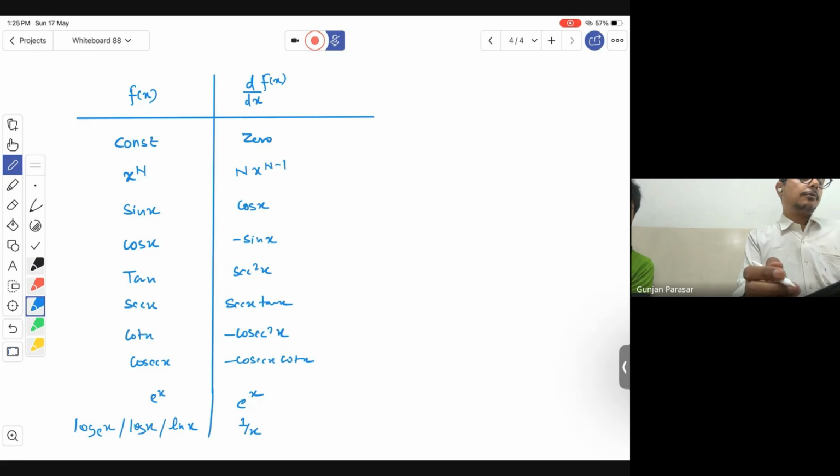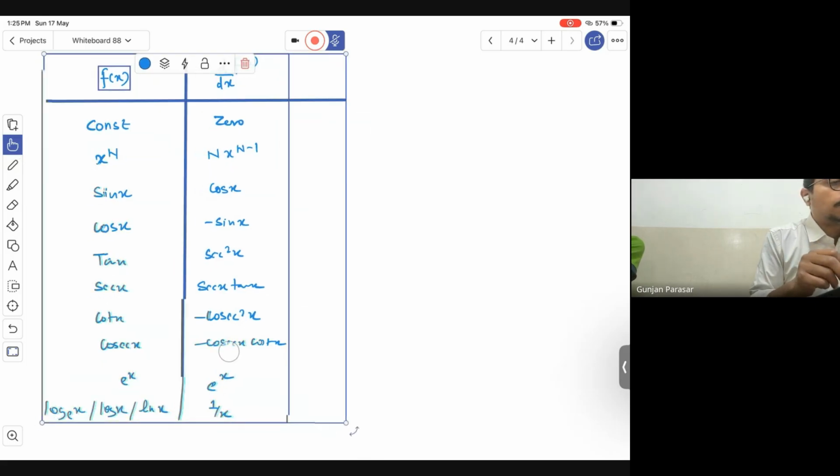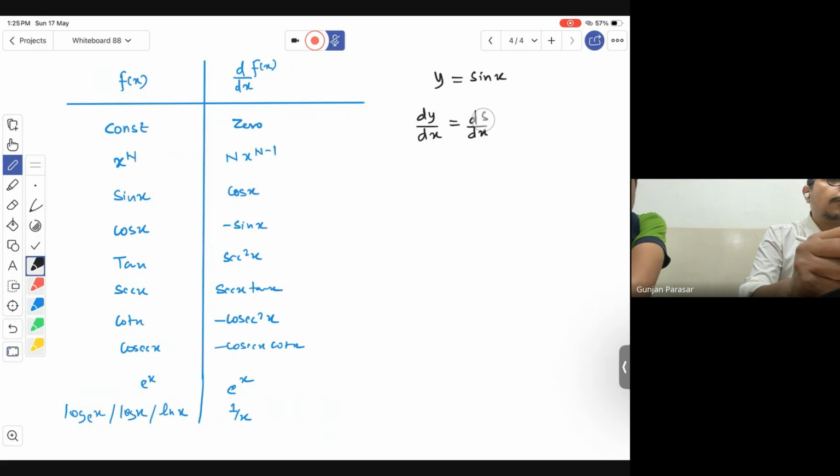So that is one set of rules. Another is something, now whatever rules I'm going to tell now, it will feel so obvious that you will think, sir, why are you telling us this rule, we could have thought of this on our own also. Suppose I give you y equals sin x, you know how to find its differentiation. So dy by dx of sin x will be, from marking up this table, cos x.